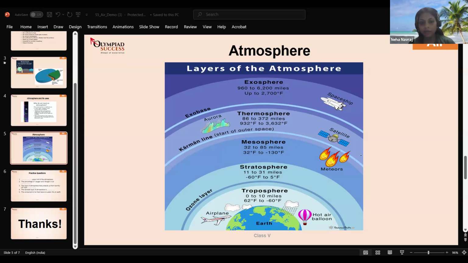So did you just see it? Troposphere is the densest part of the atmosphere. Now, as you go beyond that, you will find the stratosphere, which has a temperature of minus 60 degree Fahrenheit to 5 degree Fahrenheit. It is the area where you have the ozone layer and it protects you from the ultraviolet rays. Now, going beyond that, you will have the mesosphere and you will have small meteors over there. Meteors and meteorites are small bodies found in space. They are like rocks.